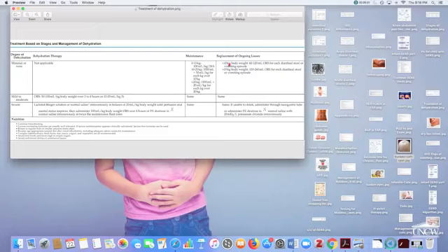Replacement of ongoing losses is different. When you're actually replacing or rehydrating a child, it's different than if you're just maintaining. So for mild to moderate, with oral rehydration solutions, you're going to do 50 to 100 milliliters per kilo body weight over 3 to 4 hours, or 10 to 20 milliliters per kilo per hour. That's the rehydration you would do for mild and moderate. Same maintenance, same replacement of ongoing losses.